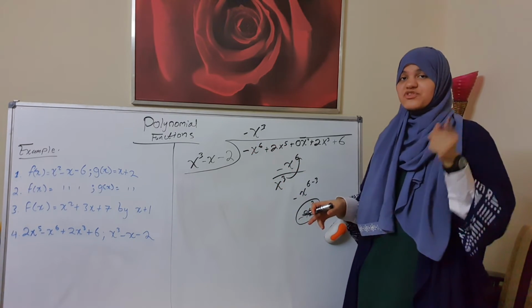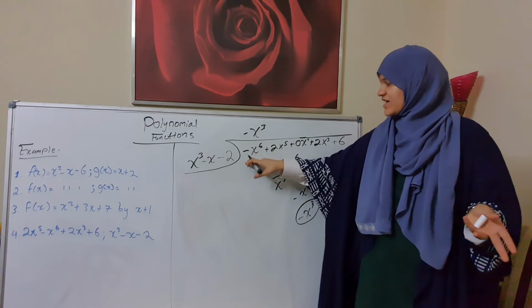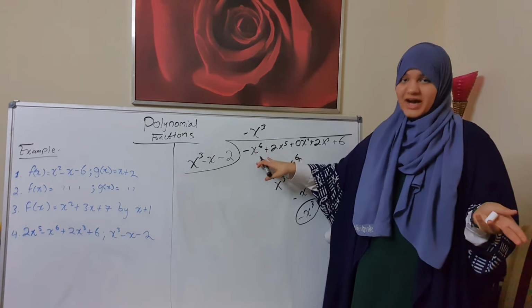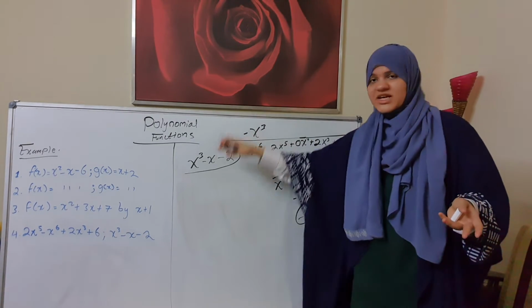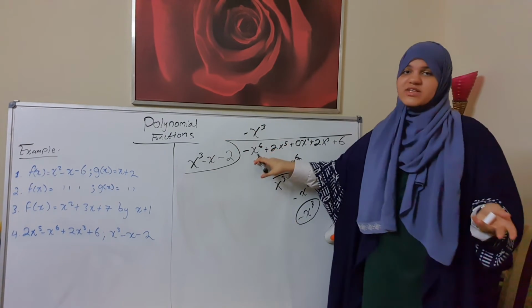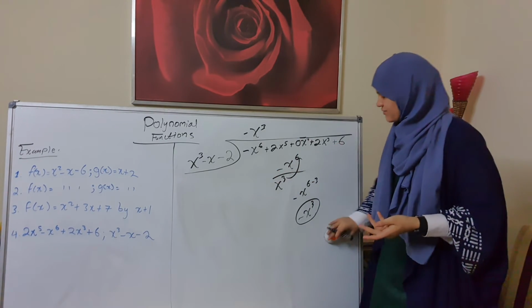Why? Because if you multiply negative x cubed by x cubed, what will you get? You will get negative x to the power of 6, right? Already what we have here, negative x to the power of 3 times x to the power of 3 is equal to what? Negative x to the power of 6. So that means it is working.